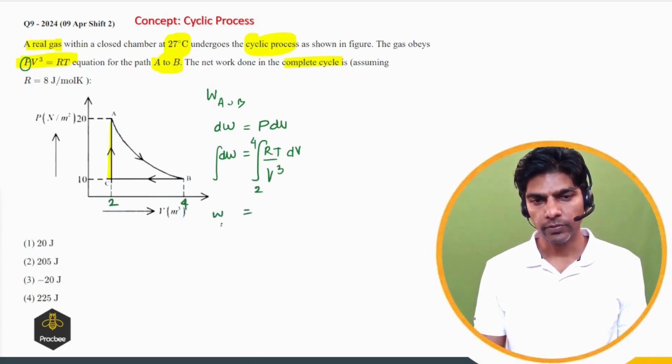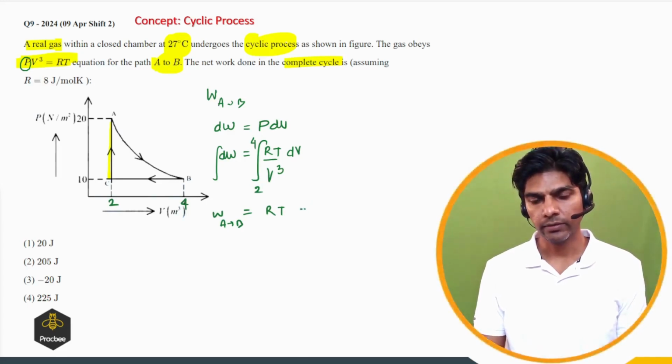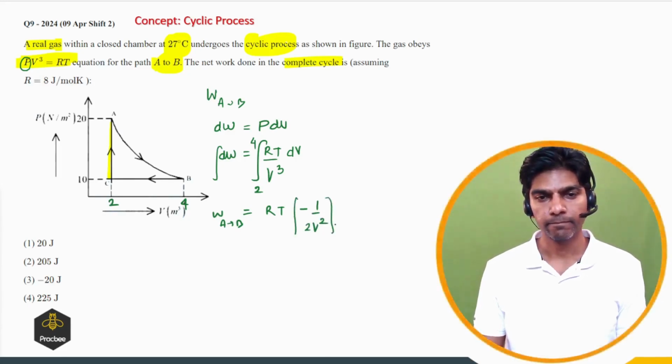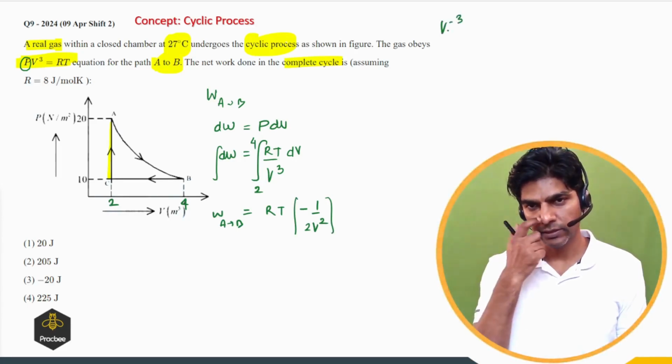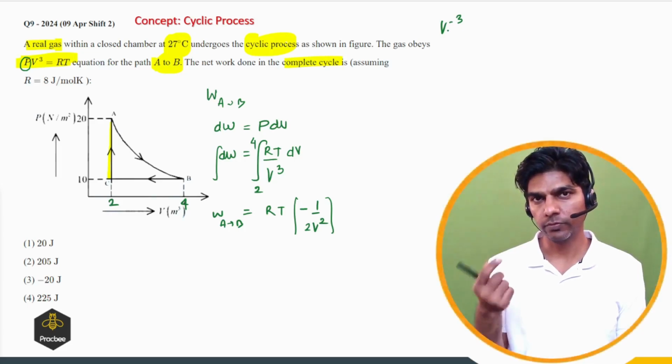So work done from A to B will be given as RT times the integration of 1 by V cube, which is nothing but minus 1 by 2V square. Because we can take V in the numerator, so V raised to the minus 3, and then the integration will be V raised to the minus 3 plus 1 upon minus 3 plus 1.